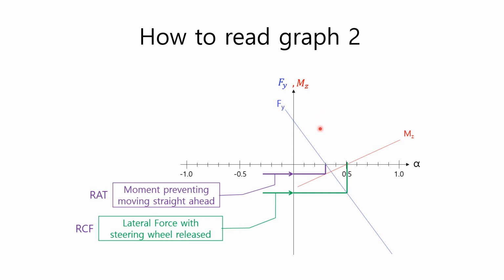Let's take another example. In the same way, a purple color represents the residual aligning torque RAT at the slip angle at which the lateral force becomes 0. This is the moment preventing the vehicle from moving straight ahead. A driver should provide the steering wheel with the opposite moment to move a vehicle straight ahead. Green color represents the residual cornering force RCF at the slip angle at which the self-aligning moment becomes 0. This force becomes a lateral force with the steering wheel released.